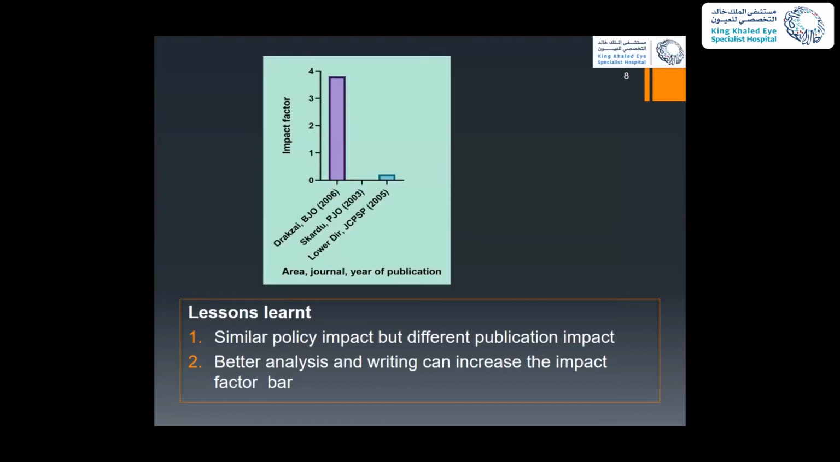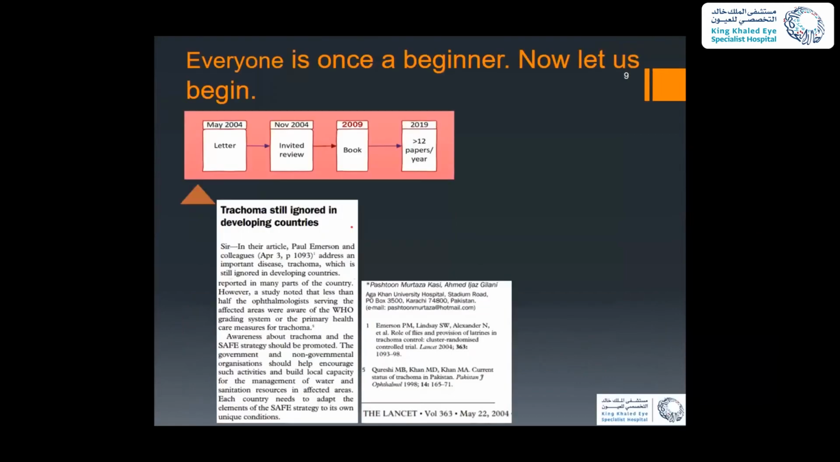So they have similar policy impact, but different publication impact. Better analysis and writing can increase the impact factor bar. This is an example from one of our students. He wrote a letter to the Lancet. So everyone is once a beginner, and now let us begin.